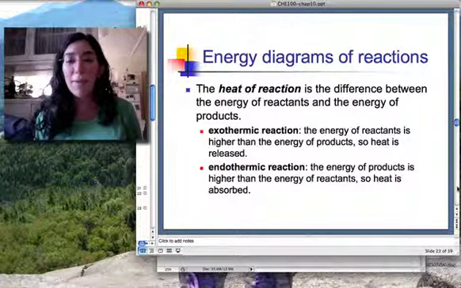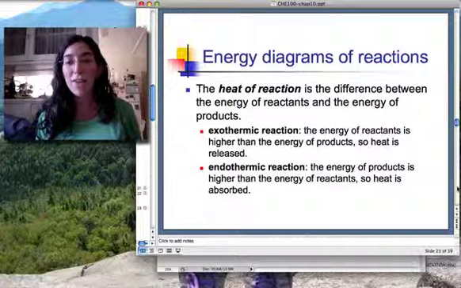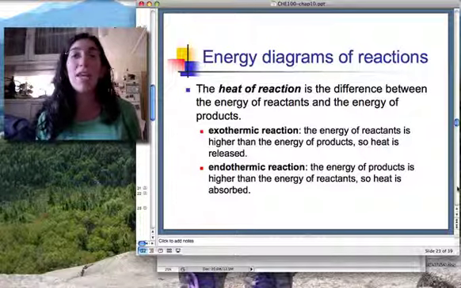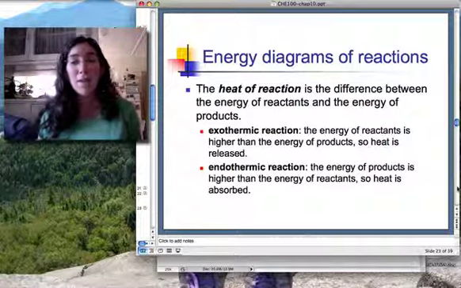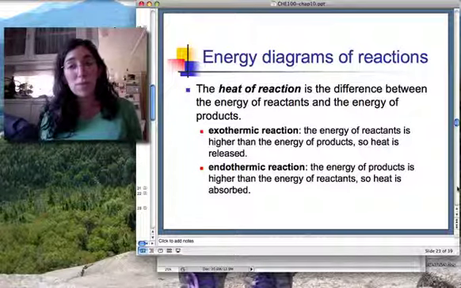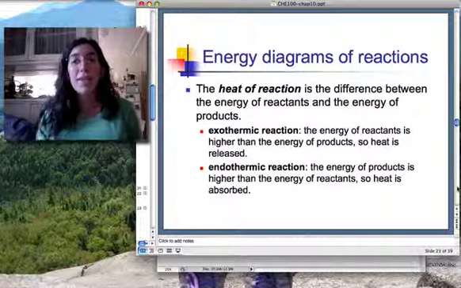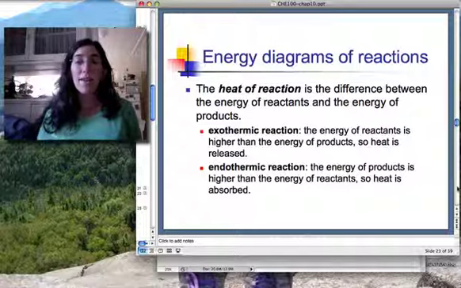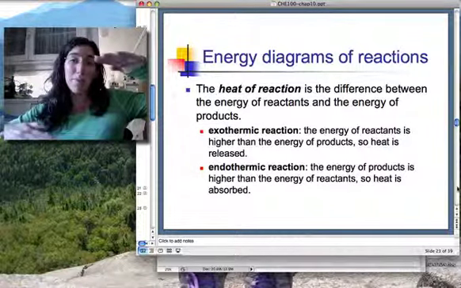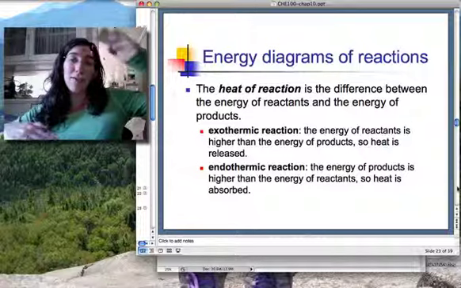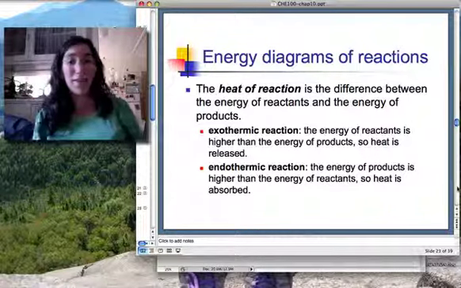So when we talk about an endothermic reaction or exothermic reaction, that is referring to the heat of reaction. That's what we call it in thermodynamics. The heat of a reaction, is it exothermic? Does it lose energy? Or is it endothermic? It gains energy. So again, exothermic, the reactants are going to be higher than the products. Endothermic, the reactants are going to be lower than the products.